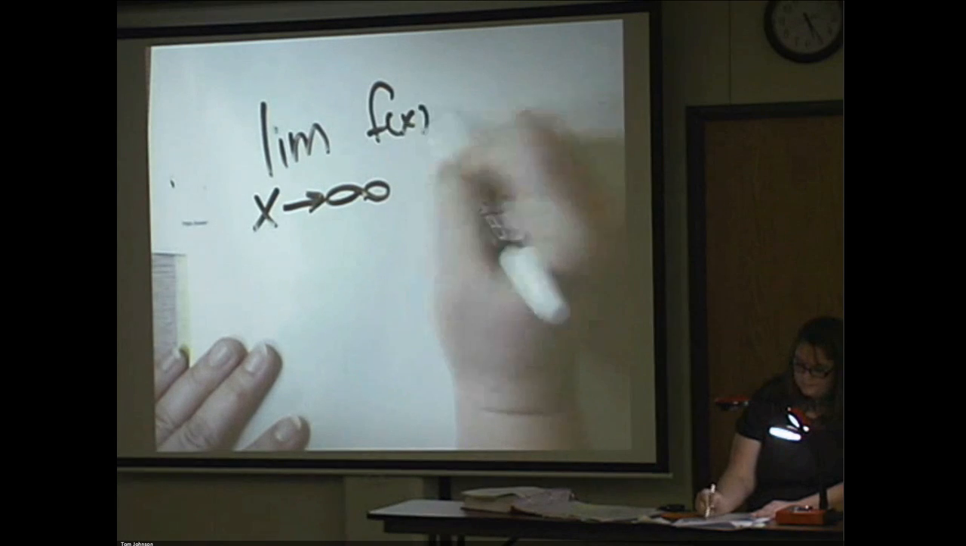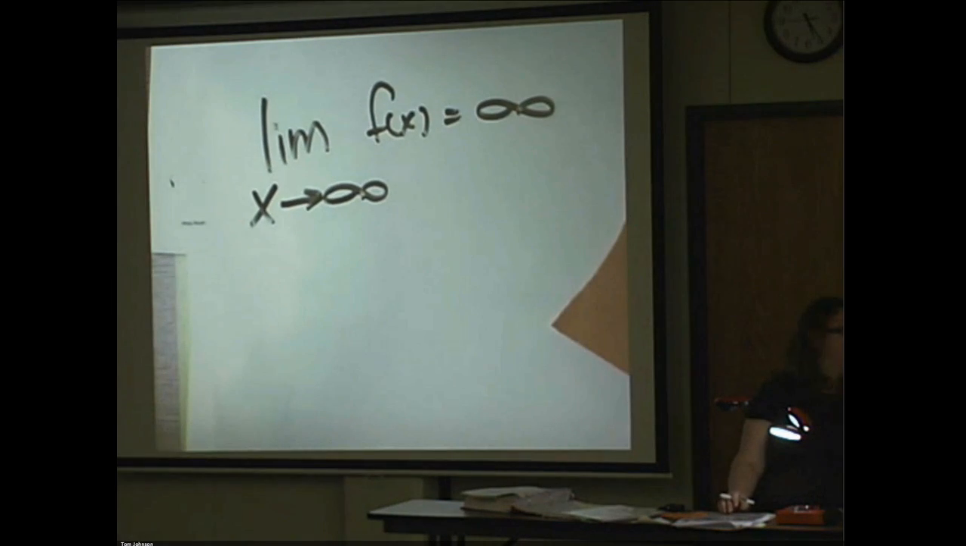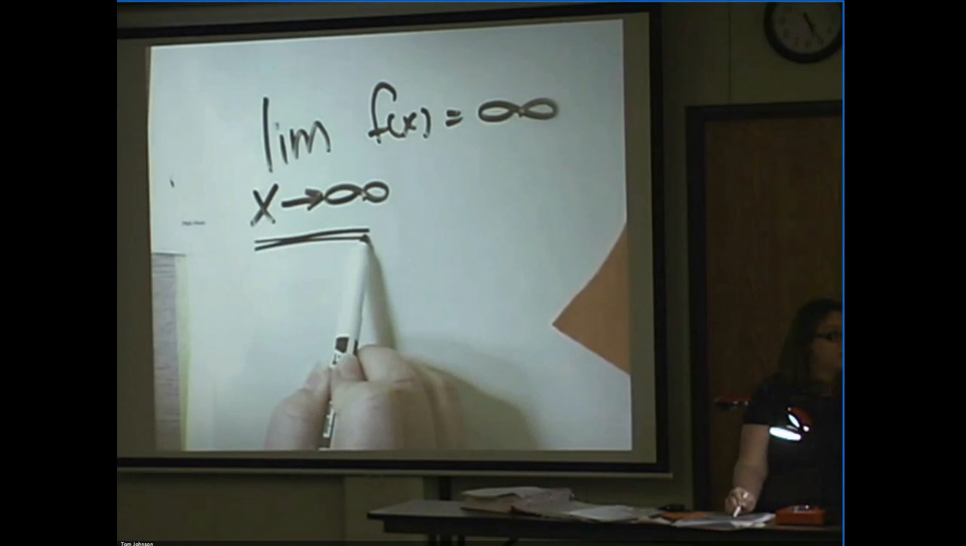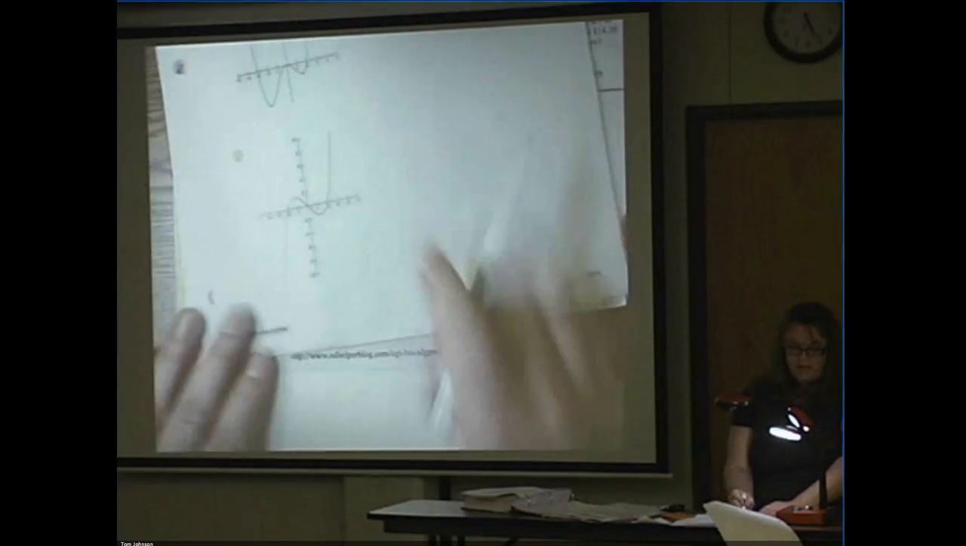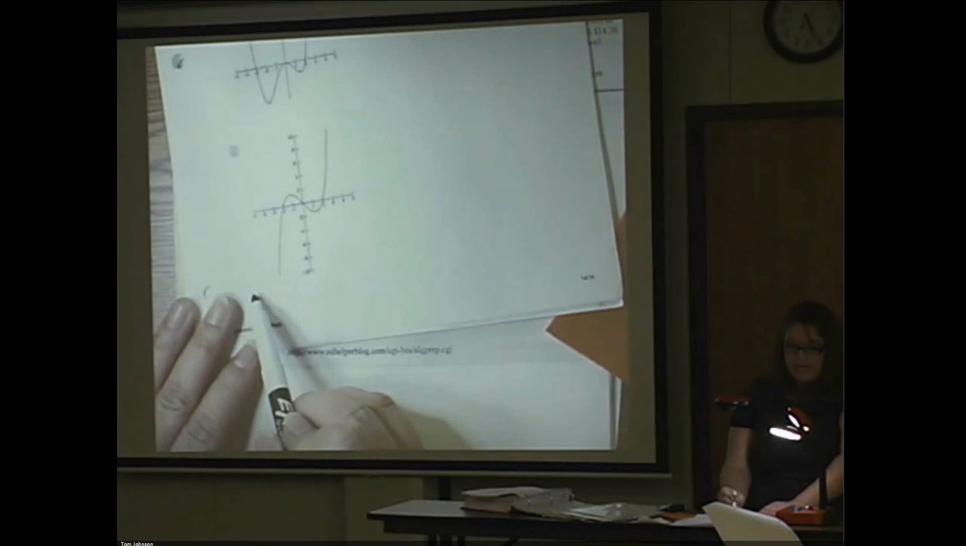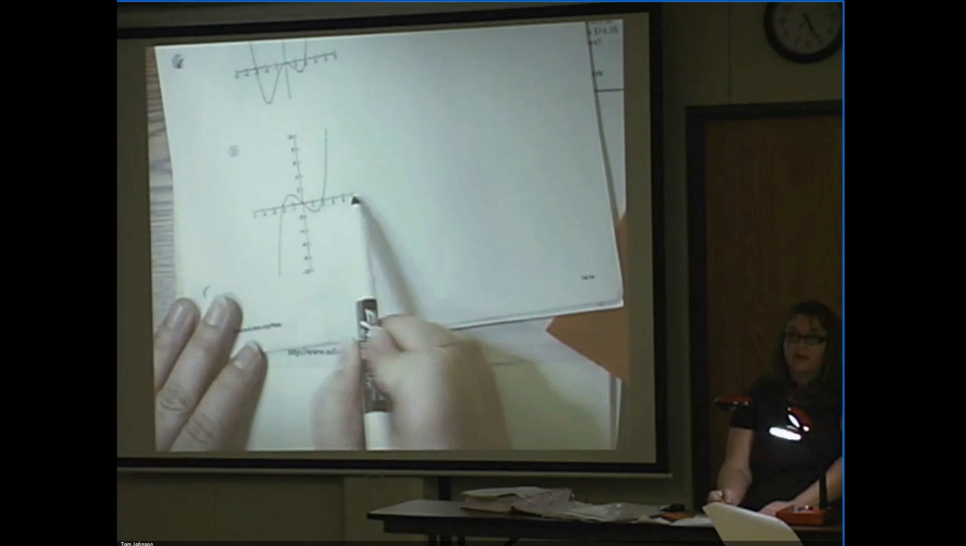I'm going to rewrite it so we can see it. So this time, instead of going negative infinity, it's positive. This just means as the x becomes more and more positive, our graph is going to go up. So the one that would match would be as x becomes more negative, our graph goes down. And as x becomes more positive, our graph goes up.